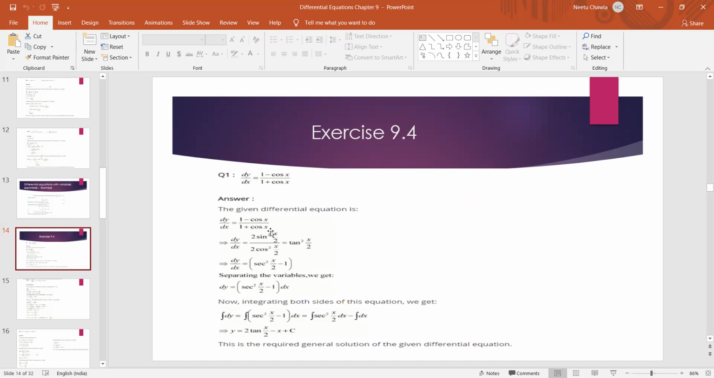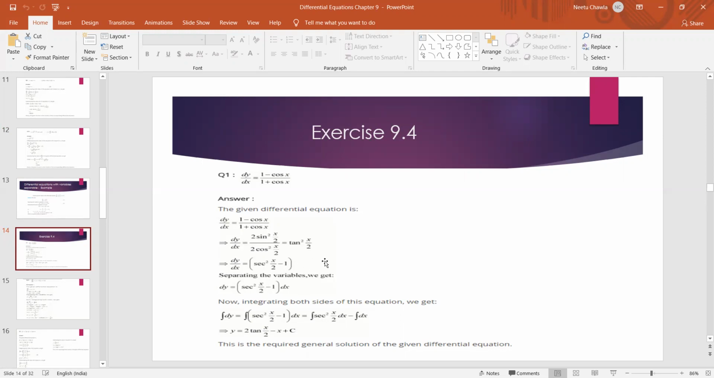This is a trigonometric formula of semi-angle where 1 minus cos x is equal to 2 sine square x upon 2 and 1 plus cos x is equal to 2 cos square x upon 2, and which we are getting tan square x upon 2. This is sec square x upon 2 minus 1. Applying the formula of trigonometry, you should always remember all the formulas of trigonometry. Then only we can do this integration or differentiation very easily. So now it is becoming sec square x upon 2 minus 1.